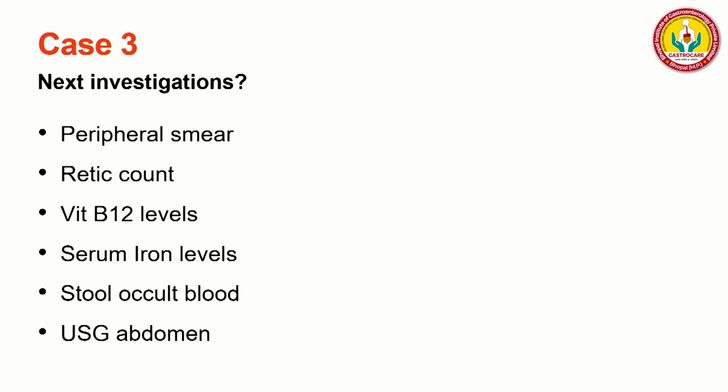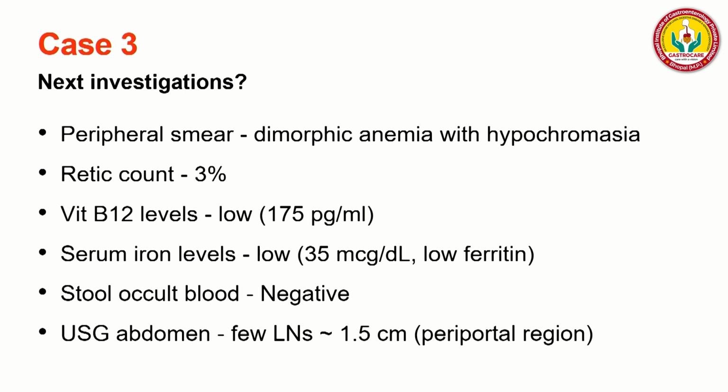So we did a peripheral smear, a retic count, a B12 level, and serum iron levels. We also checked for stool occult blood and an ultrasound. And this is what we find. Dimorphic anemia with hypochromasia, anemia with a deficiency of both B12 as well as iron, and the stool occult blood is negative. But sir, a single report of negative stool occult blood does not rule out a GI malignancy and does not stop me from doing investigations for a GI cause.